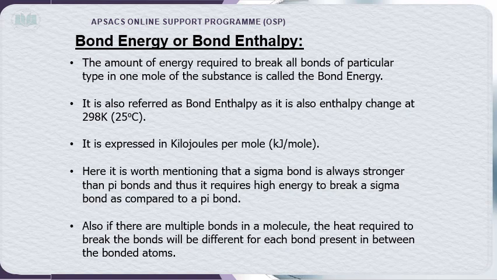Now, enthalpy is the term applied when we are studying reactions at constant pressure and at a temperature of 25 degrees centigrade. It is the standard parameter, right? The energies are expressed in kilojoules per mole, as I told you earlier. Here it's worth mentioning that a sigma bond, if you remember, s to s overlap, between two hydrogen atoms there is formation of a sigma bond. But for oxygen to oxygen, there is one sigma and one pi bond.